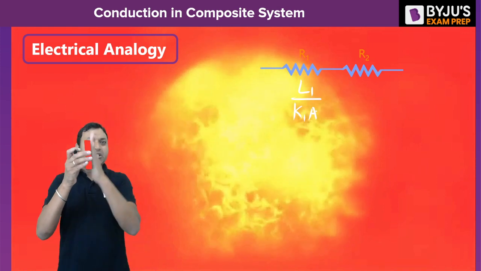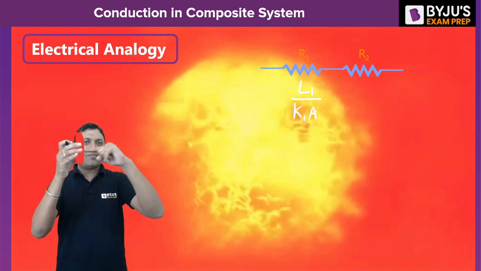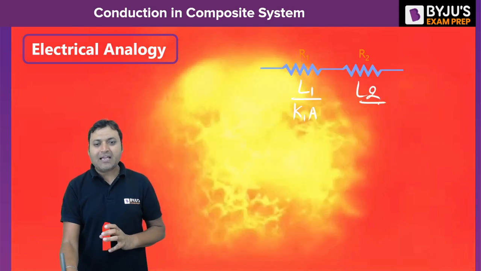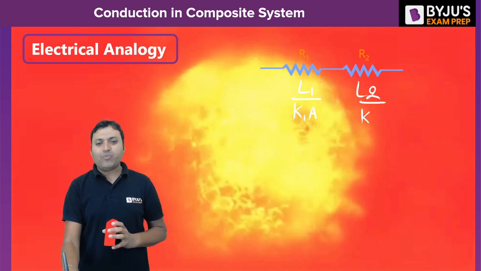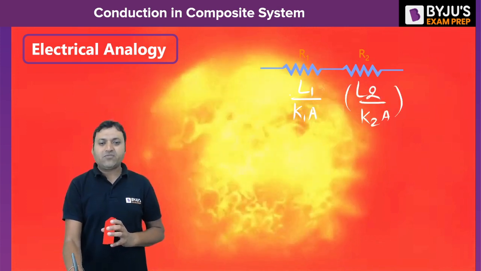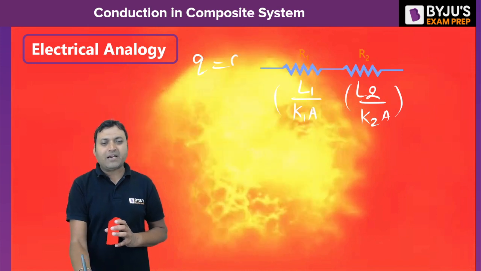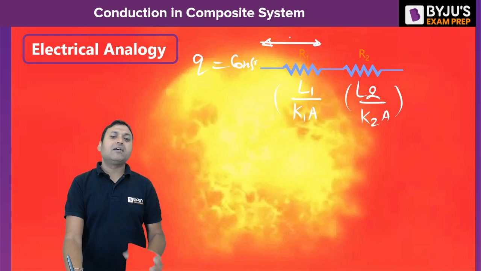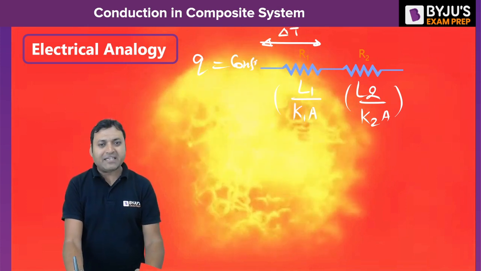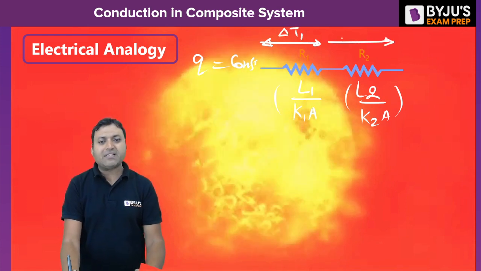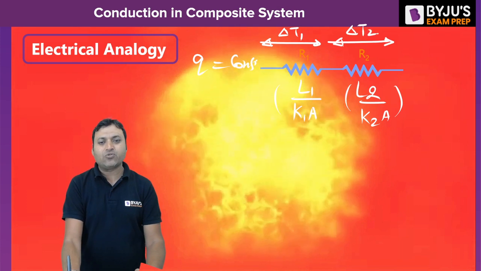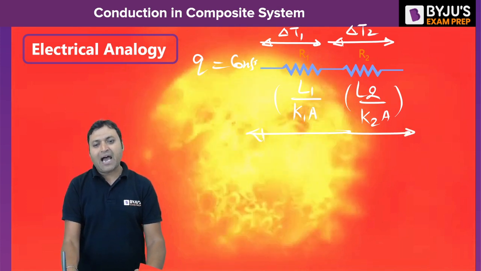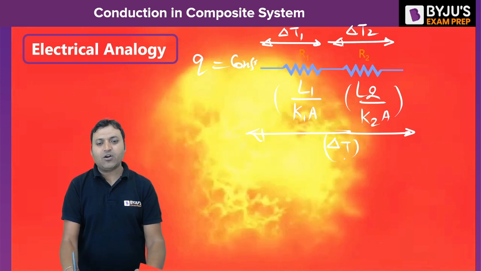The area perpendicular to the direction of conduction will remain the same for material 1 as well as material 2. And this R2 will be L2 by K2 into A. These will be the values, and Q will remain constant. The thermal potential across R1 is delta T1, and the thermal potential across R2 is delta T2, and the overall thermal potential between R1 and R2 is delta T overall.